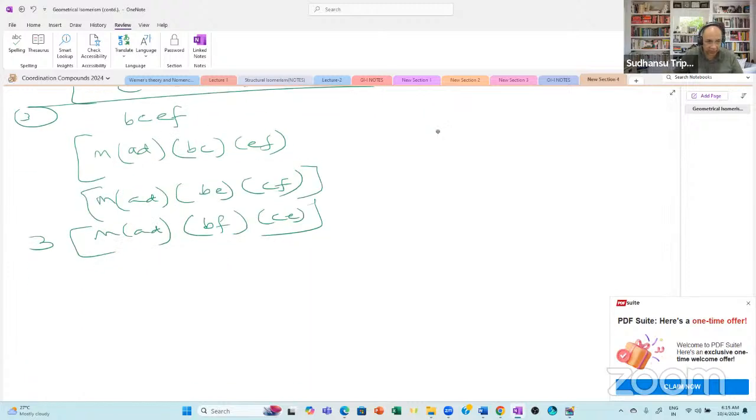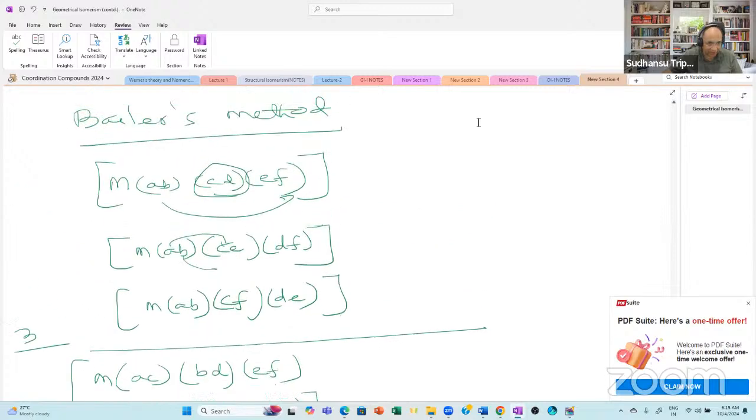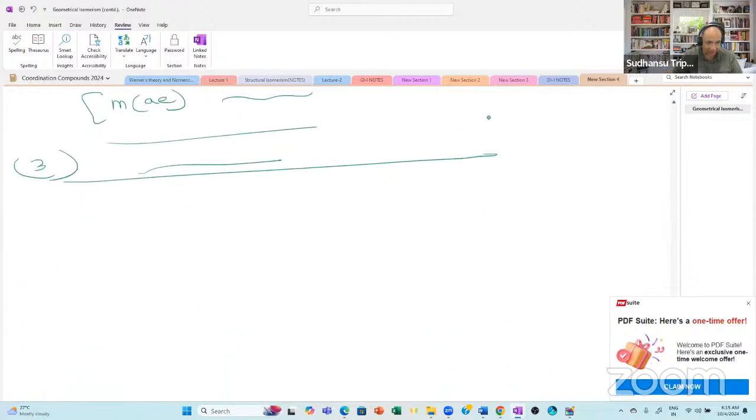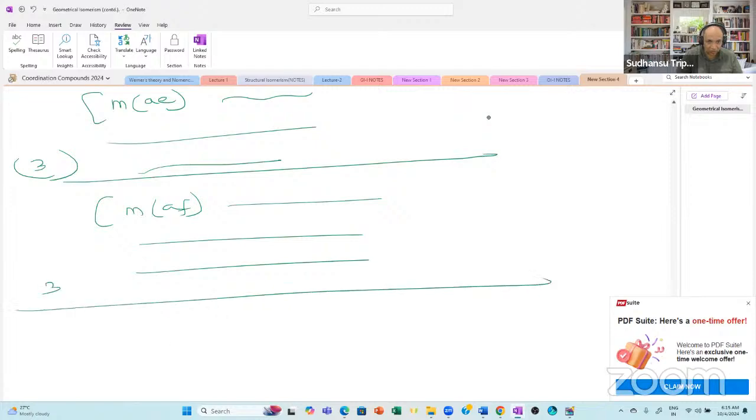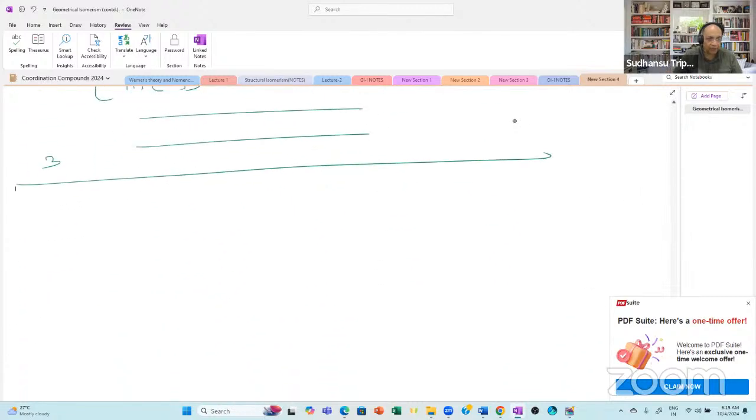And similarly, making M, A, E fixed, we get 3. You write down at home, you get 3. So how many 3's have come? 3 plus 3 plus 3 plus 3. And then finally, M, A, F remaining fixed, we get again 3. So 5 threes, 1, 2, 3, 4, 5. So it's 15. But once it is reduced, supposing we make it M, A2, B2, CD.